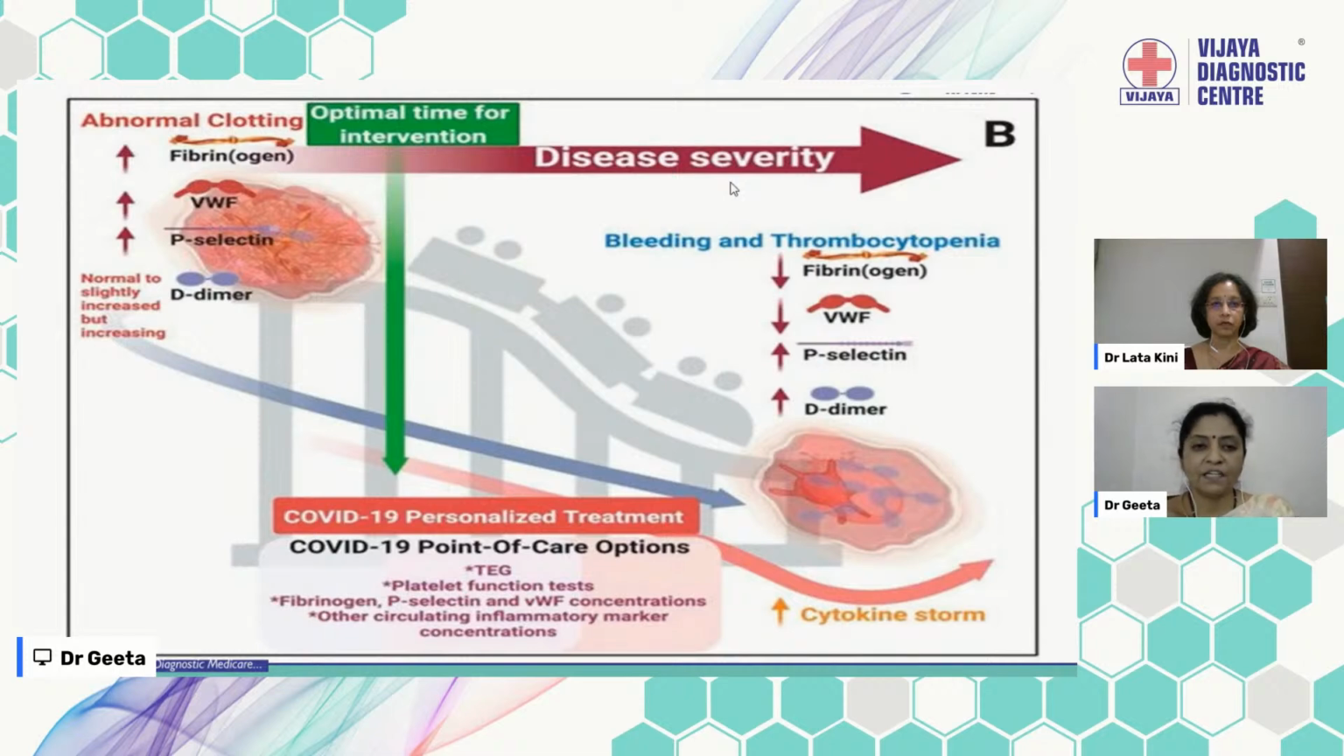This is again represented diagrammatically, where we see that in the initial stages there is abnormal clotting, where there is increased fibrinogen and vWF, and it causes abnormal clotting. D-dimer is slightly rising. As the disease severity increases, the D-dimers also increase greatly. The fibrinogen level in the body comes down, but the D-dimer level keeps on increasing.